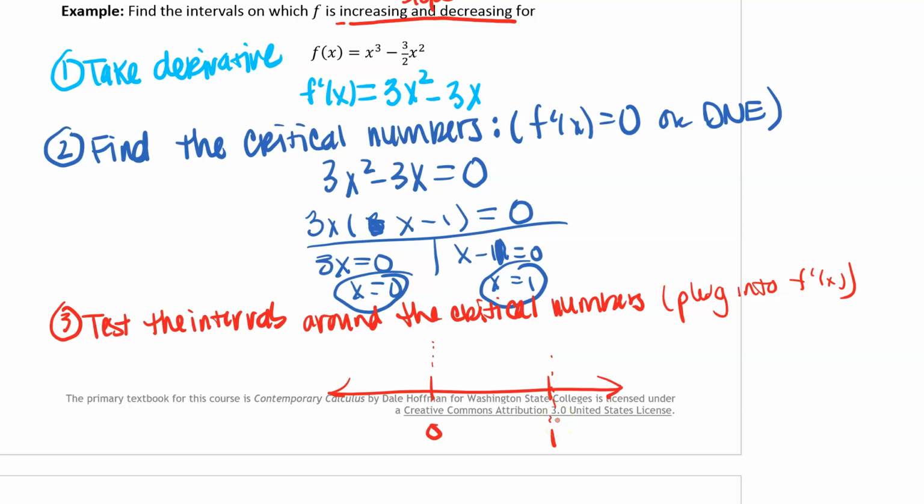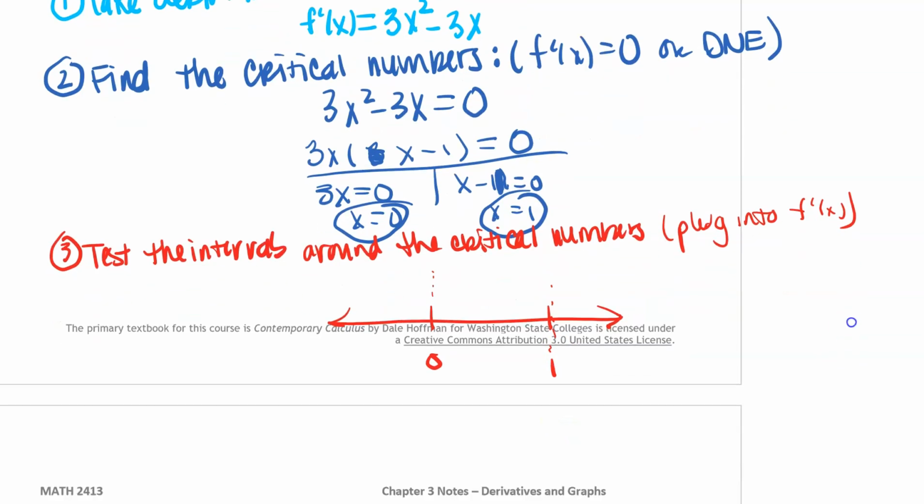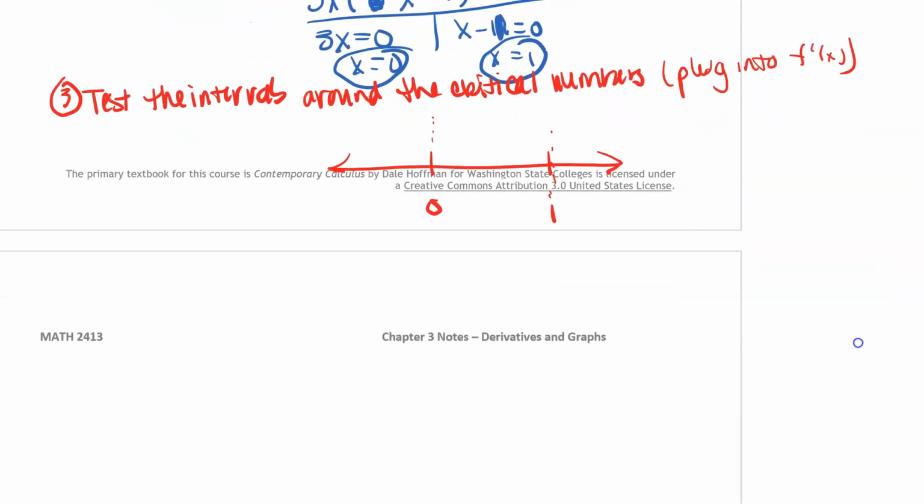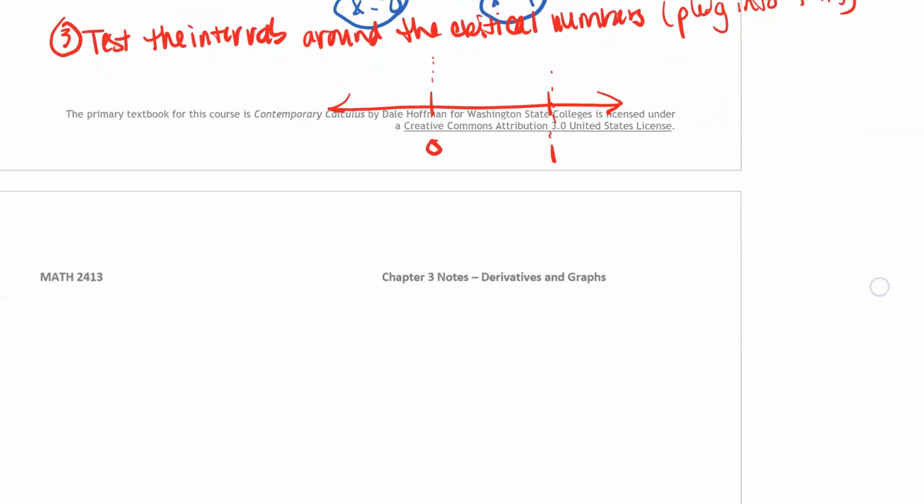So I'm going to pick numbers to the left and right of that interval. And let me just move down here so we have some more room as we go. Say I want to pick a number to the left of 0. I'm going to pick a really nice number, x = -1. You could pick anything you would like.